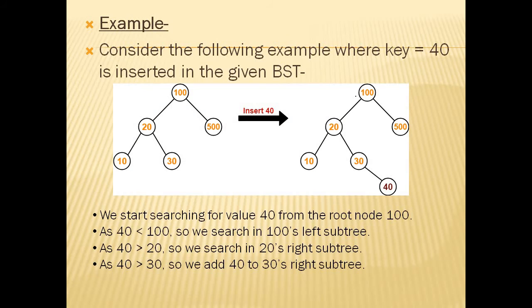So we go with an example. Consider the following example where key equal to 40 is inserted in the given BST. I want to insert the element 40. Simple. We check with the root element. 40 is less than 100, so there is a chance to go to the left hand side. On the left hand side we have 20. 40 is greater than 20, so there is a chance to go to the right hand side. Then 30. 40 is greater than 30, so we can insert it on the right hand side of 30. That is done. So this is the insertion operation.